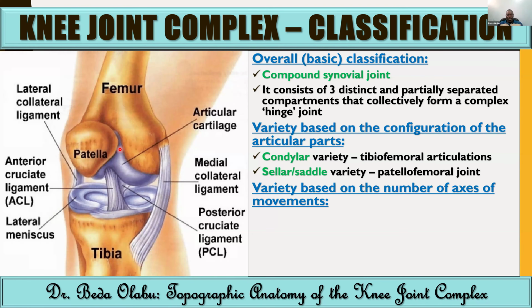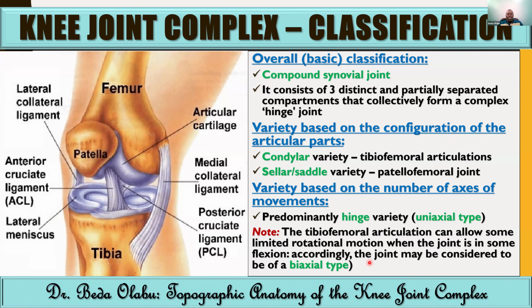Based on the number of axes of movement of this joint, the knee joint is predominantly a hinge joint. We like calling it a modified hinge joint because the axis of flexion and extension at the knee tends to translate at different degrees of flexion and extension. But either way, it's predominantly a hinge, uniaxial type of joint. However, we know that when the knee is in some flexion, perhaps mid-flexion, the knee can accommodate some degree of rotation. Particularly, the tibiofemoral articulation accommodates some degree of tibial rotation when the knee is in some flexion. And so for that reason, we can also consider that to be another axis, although not very active, not very often, but yes, it's another axis.